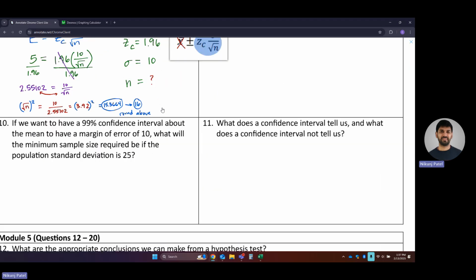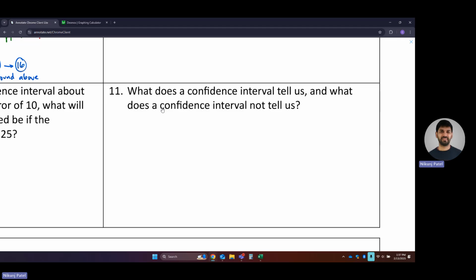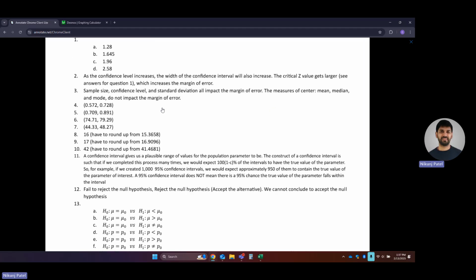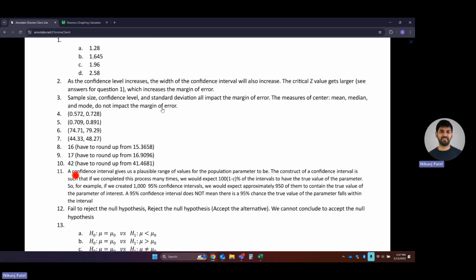And then for the final one, number 11, the final question in this section, what does a confidence interval tell us? And what does a confidence interval not tell us? For this one, it is a definition. And the definition, you can look at it exactly word for word in the answer key towards the back. And you'll notice that the definition is right here on number 11. So take a look and read through this. And I'm not going to spend too much time talking about it here. But if you do have questions about it, of course, reach out to me or let me know during office hours if you have questions about what it means.